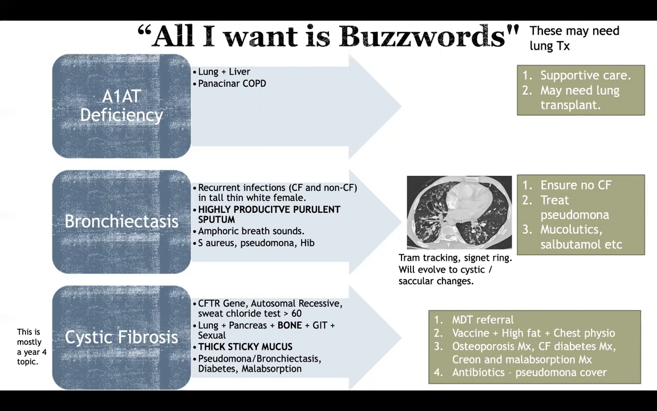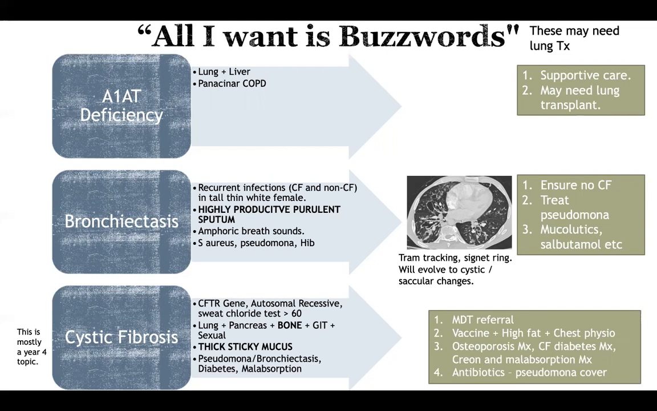And then cystic fibrosis is really a year 4 topic, unless you're at Alfred and you get like stuck on it for 2 weeks, which is great. The point is that it's usually a CFTR gene mutation. It's inherited, autosomal recessive. So if you get a CF station, you might want to consider genetic testing for their kids or something as well.